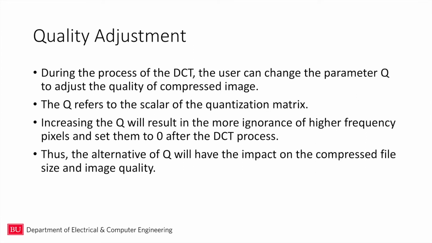So for quality adjustment, it's about during the process of DCT, the user can change the parameter Q to adjust the quality. The Q refers to the scalar of the quantization matrix. So if we scale up the Q, then we can ignore more higher frequency pixels and set them to 0 after the DCT process. Thus, the alternative of Q will have the impact on compressed file size and image quality.